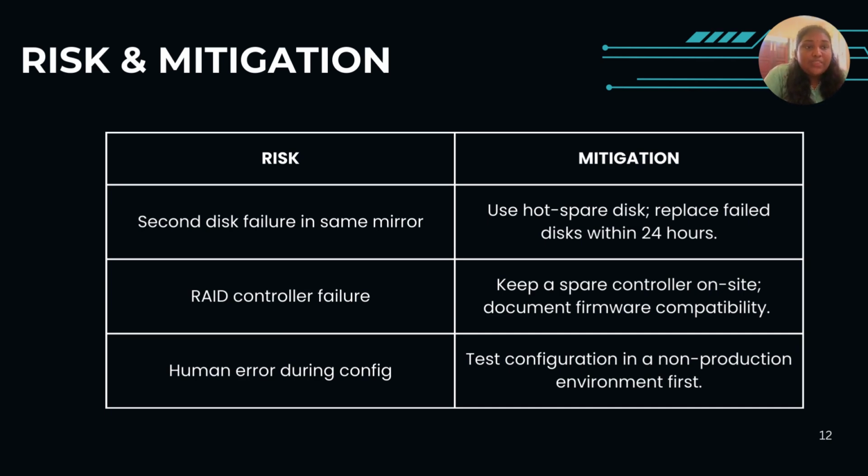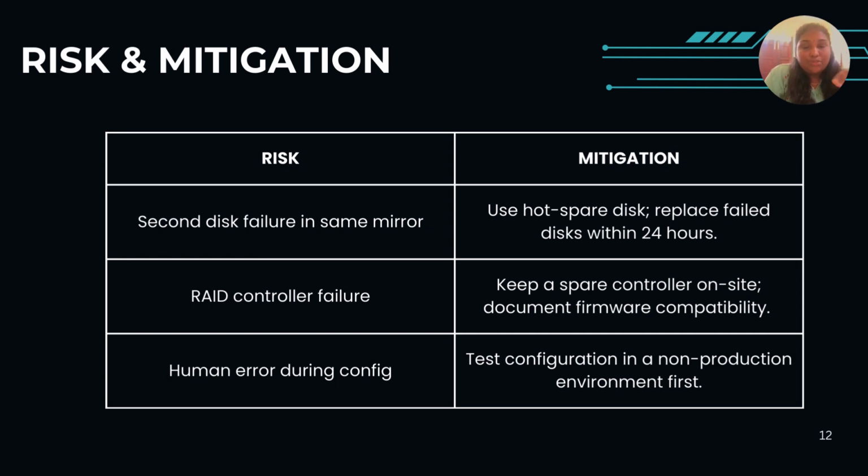And last one is human error during configuration. For this, test the configuration first in a non-production environment, for example a safe test system, before applying changes to the real system. So they first try on a different system before they make changes on the real system. So this is the risk and mitigation for this problem.